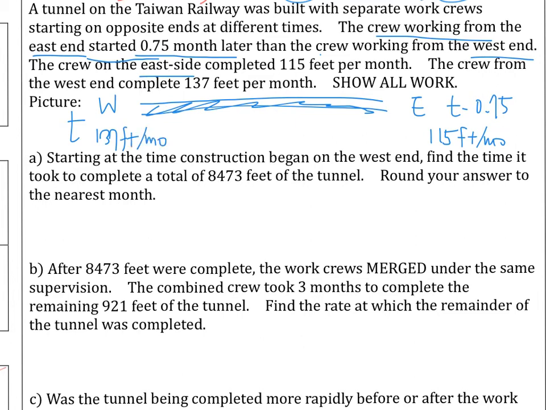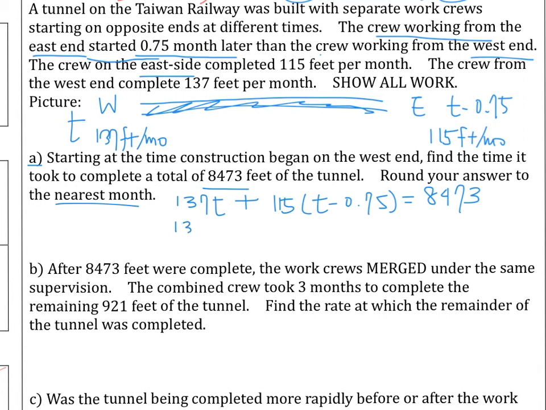Okay, and let's see what part A wants you to do. Starting at the time construction began on the west end, find the time it took to complete a total of 8,473 feet of the tunnel. Round your answer to the nearest month. Okay, so I'm going to take 137T, and I'm going to add it to 115 times T minus 0.75. And I'm going to let that equal 8473.